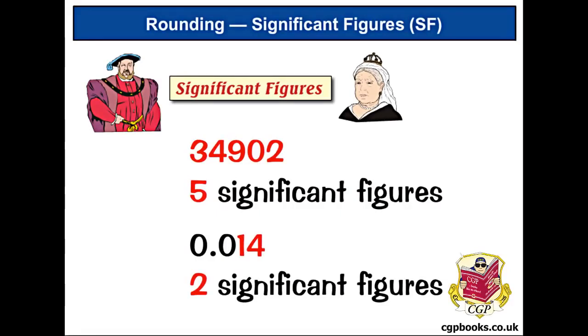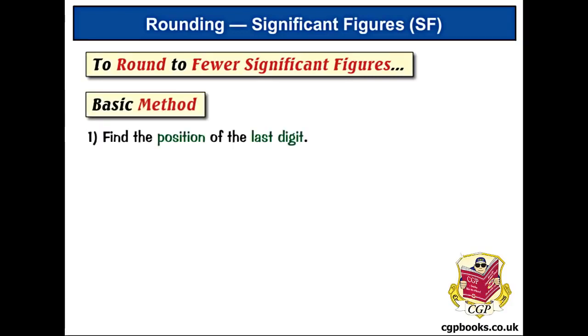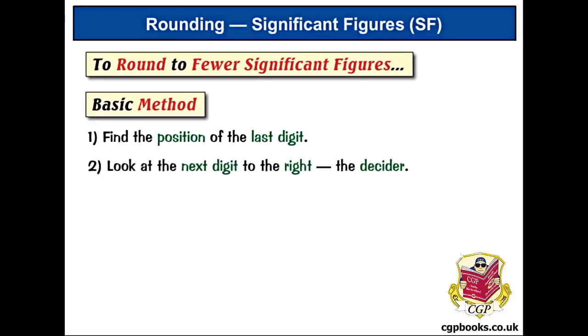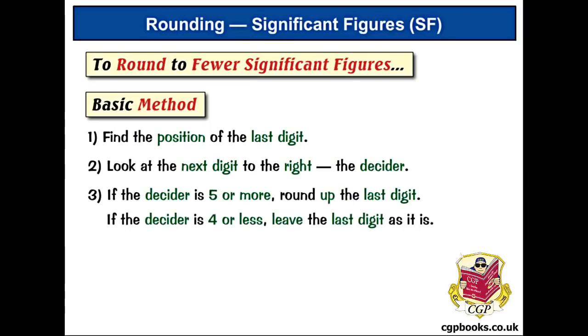Now this is important because you need to know how to round numbers to fewer significant figures. The basic method is exactly the same as the method for rounding to fewer decimal places, but there's also an extra rule that you sometimes need. So here's the basic method. First, find the position of the last digit. So that's where you want the last significant figure to be. Then look at the next digit along, to the right. This is the decider. If the decider is 5 or more, then round up the last digit. But if it's 4 or less, leave the last digit as it is.